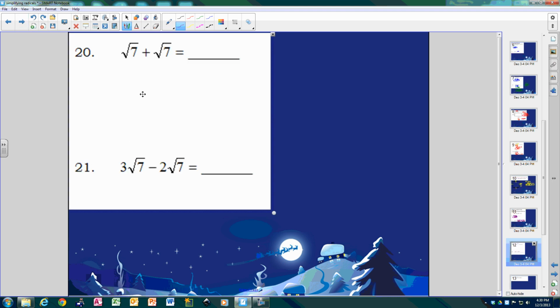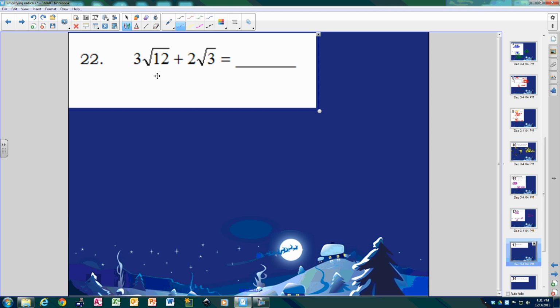Now, let's look at this one. There's really a 1 here, so there's really a 1 here. So if you have a square root of 7 and I have a square root of 7, together we have 2 square roots of 7. Now, if you have 3 square roots of 7 and I take 2 of them away from you, you really have 1 square root of 7 left. You don't need the 1. It's just assumed, kind of like 1x is equal to x. 1 square root of 7 is equal to the square root of 7. They work just like variables.